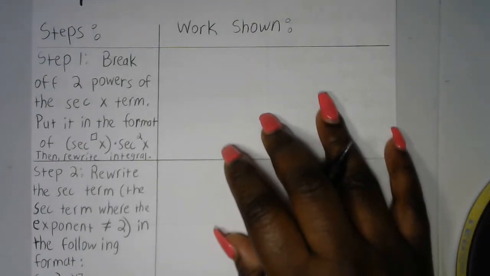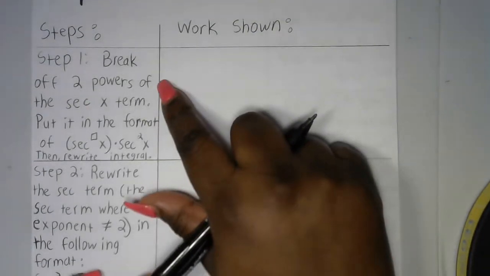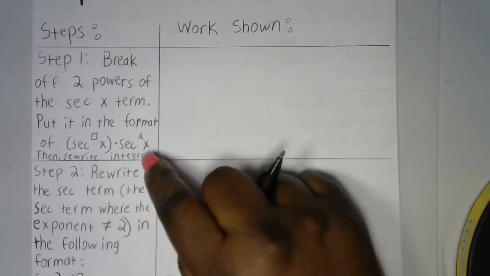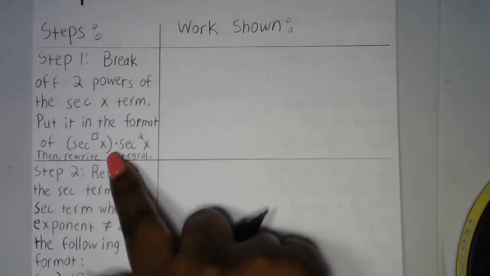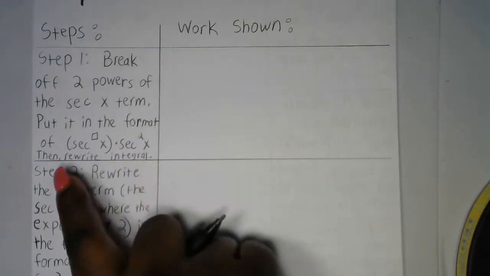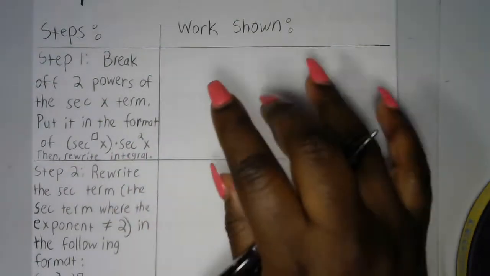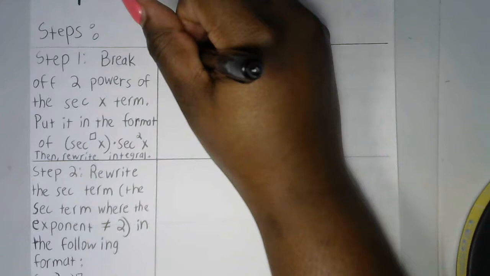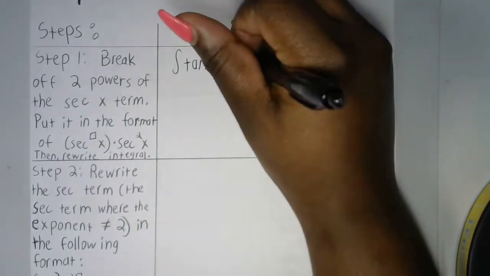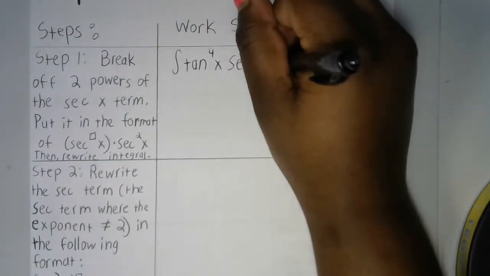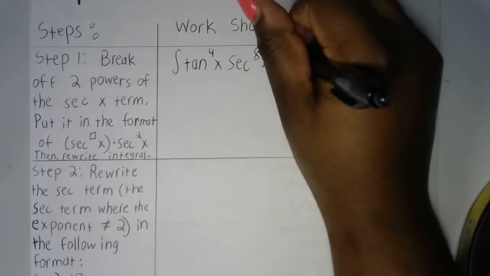Alright, so for step 1, what we're going to do is break off 2 powers of the secant x term, and we're going to put it into this format: secant x to the something power times secant x squared, then we rewrite the integral. So what do we have so far? We started off with tan x to the 4th power times secant x to the 8th power dx.